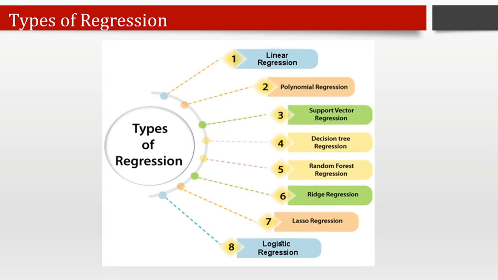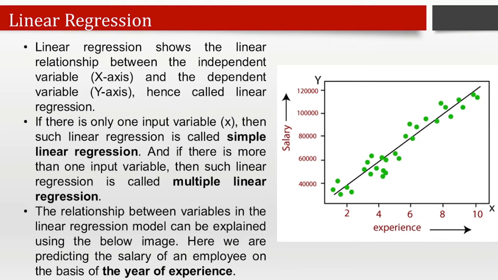Each type has its own importance and different scenarios, but at the core, all the regression methods analyze the effect of the independent on dependent variables. Here we are discussing some important types of regression, which are linear regression, logistic, polynomial, support vector, decision tree, random forest, ridge, and lasso regression. So first we discuss the linear regression.